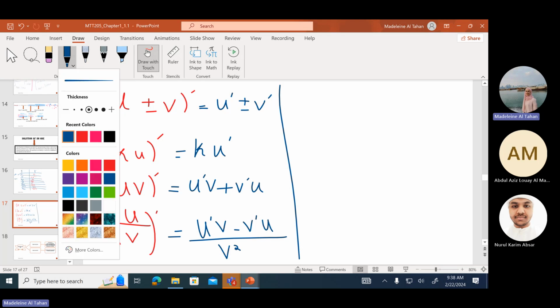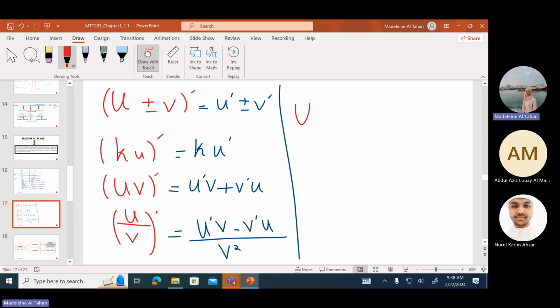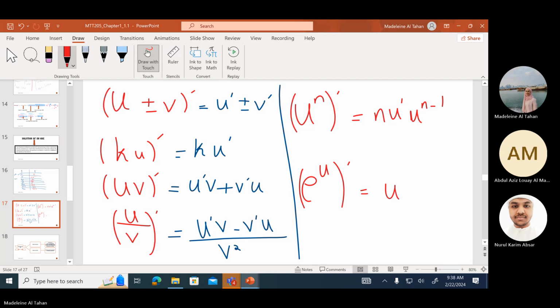Now, other than this, we may use the chain rule. Let's say we have e power u. And of course, if we have sine u, it's cosine u, but you will multiply it by u prime. Cosine u, it's the same: minus sine u, and you will multiply it by u prime.